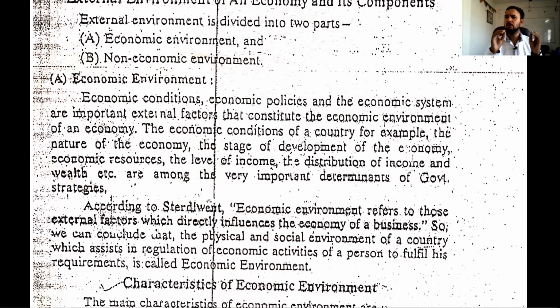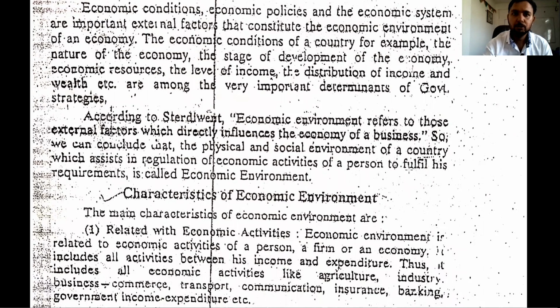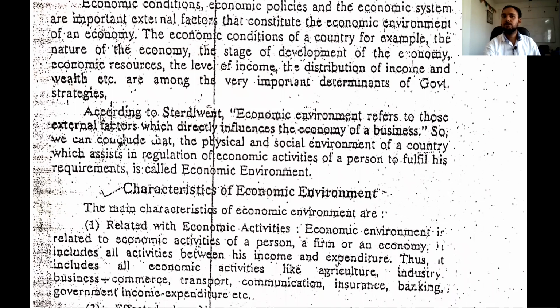So it is not clearly possible for any firm. So they need to be adjusted with it, and these kinds of factors are considered as an economic environment. Now, according to Steiner, economic environment refers to those external factors which directly influence the economy of a business. Again, guys, you need to focus on this line: external factors which directly influence the economy of a business. So we can conclude that the physical and social environment of a country which assists in the regulation of economic activities of a firm to fulfill its requirements is called economic environment.